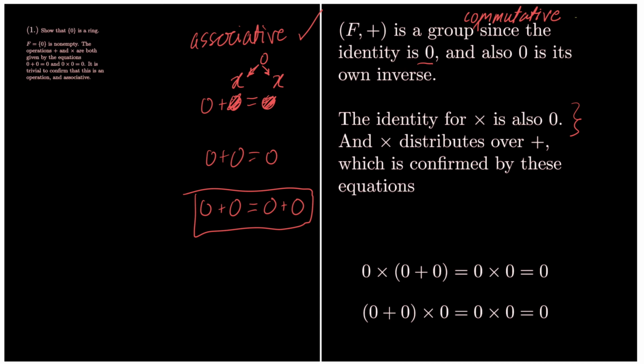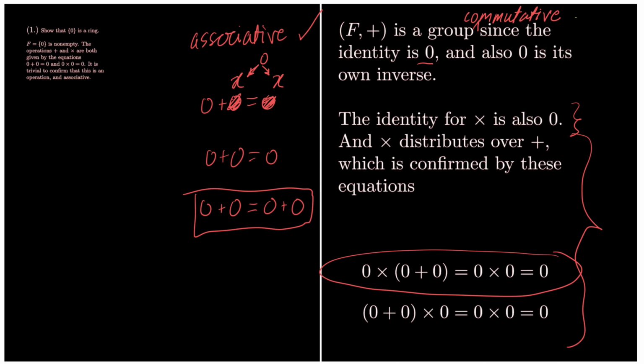Anyway, that's that. Now we finally have to check that times distributes over plus. And so technically what you have to do is write down the distributive equation, I guess you could call it, for every possible triple. Again, this is all very trivial because there's just one possible triple. That would be 0, 0, 0. But you write it down like this: compute, get that the result is 0.